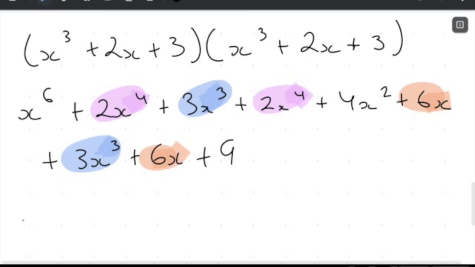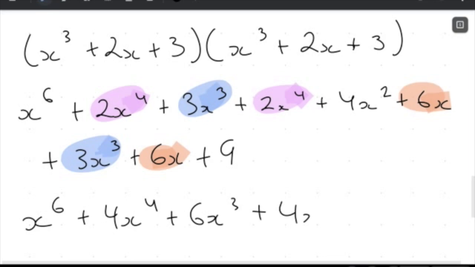Now, simplifying this algebraically, I get x to the power of 6 plus 4x to the power of 4 plus 6x to the power of 3. Once again, I'm remembering to write these in descending order of my powers. So I start with my highest power and go down. But this is going to simplify to what I have here. So it's just a recap of everything we learned in binomial expansion before, but now we've just got more terms and there's a lot more simplifying we have to do.